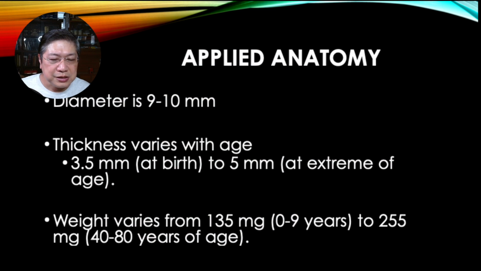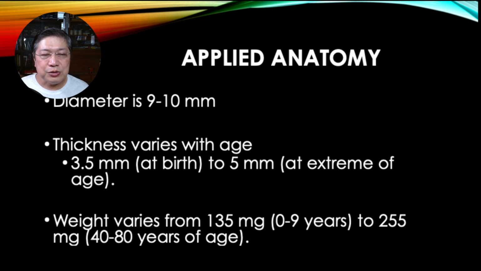Now, the lens itself is about 9 to 10 millimeters in diameter. It's not really that big, but the older you get, it becomes thicker. We'll explain to you later on why it becomes thicker. So, at birth it is about 3.5 millimeters, and usually by the time you're 80 years old, it's about 5 millimeters. It's not that much, just 1.5 millimeters, but that 1.5 millimeter thickness is already enough to cause problems inside your eye.